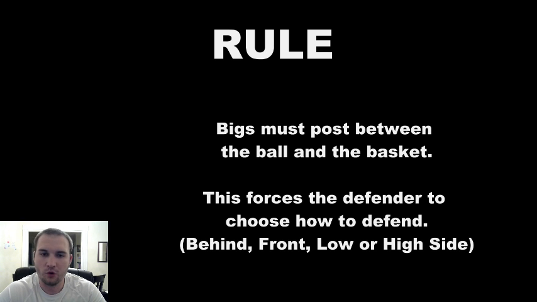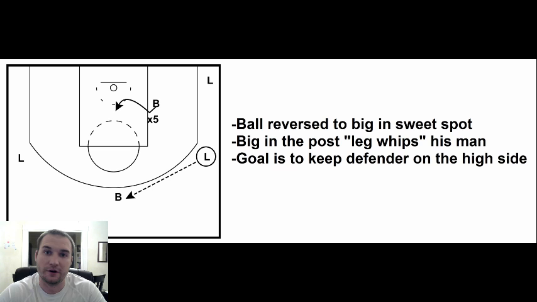The most important rule is that bigs must post between the ball and the basket. On that line, they want to post because that forces the defender to choose how they're going to defend them: behind, front, low, or high. The goal of this offense is to get the defender on the high side and keep them there. So posting between the ball and the basket forces the defender to choose how to defend. The ball gets reversed to the big in the sweet spot.